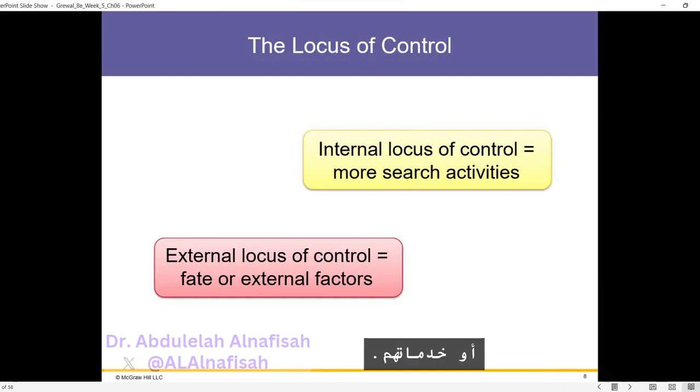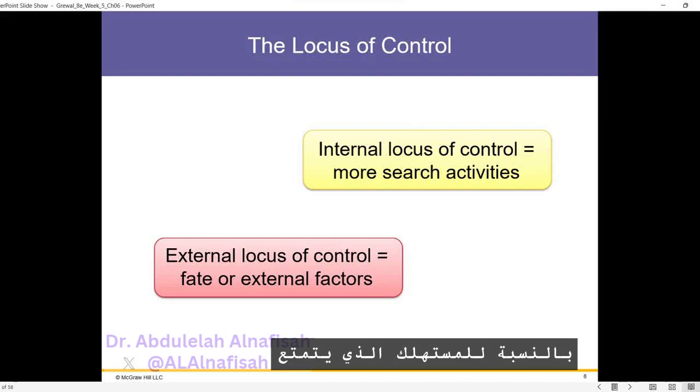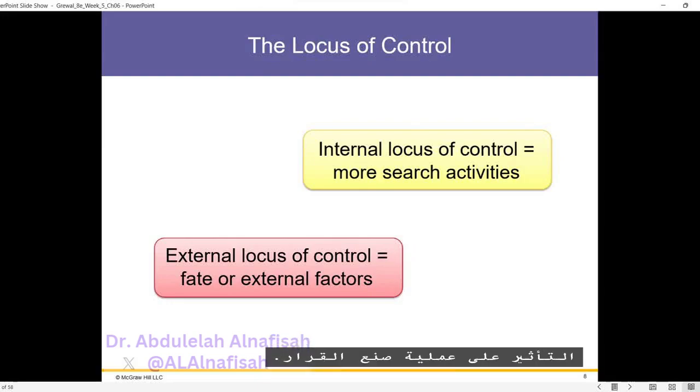The locus of control can have implications for marketers in terms of how they communicate and position their products or services. For consumers with an internal locus of control, marketers can provide detailed information, comparisons, and evidence of product benefits to cater to their information-seeking behavior. On the other hand, for consumers with an external locus of control, marketers may focus more on brand reputation, endorsements, or social proof to influence their decision-making process.